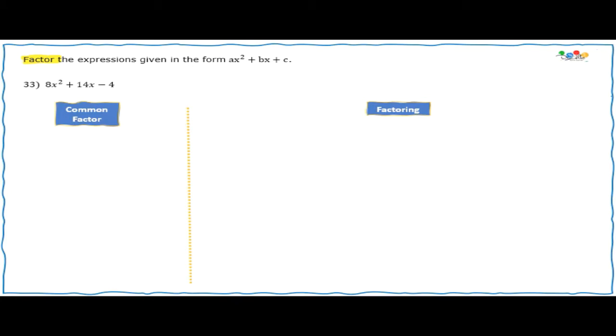So the problem that is given to us says 8x squared plus 14x minus 4. If you look at my label on the left, it says common factor. So the approach that I want to take on this question is: is there any factor that my trinomial shares? I want you to consider that, and let's see if you remember what a common factor means.